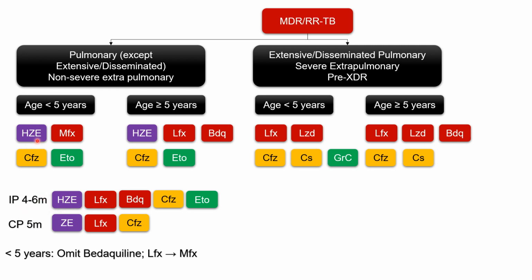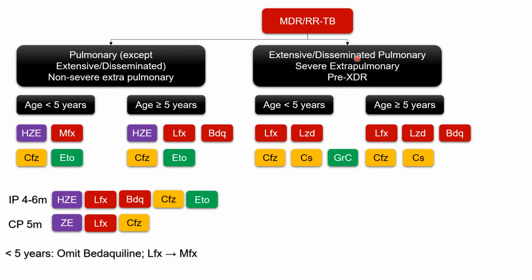Initially in the 4 to 6 months, HZE has to be given, levofloxacin or moxifloxacin has to be given, bedaquiline has to be given depending on whether the age is more than 5 years or not, and clofazimine and ethionamide have to be given. In the continuation phase, we may not give isoniazid, and we will give levofloxacin and we'll give clofazimine. Less than 5 years, omit bedaquiline and change levofloxacin to moxifloxacin like we discussed.